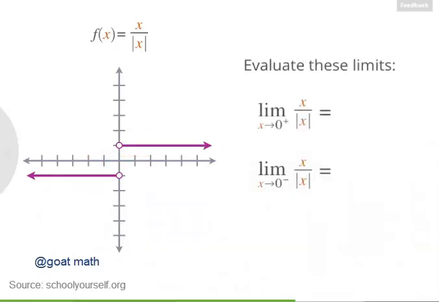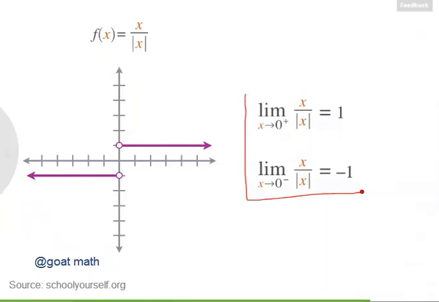Try evaluating these two limits. What value does f of x approach as x gets really, really close to 0 from the right or positive side? And what value does f of x approach as x gets really, really close to 0 from the left or negative side? Nicely done! At x equals 0 for this function, the right limit equals positive 1 and the left limit equals negative 1. These are the one-sided limits for this function as x approaches 0.